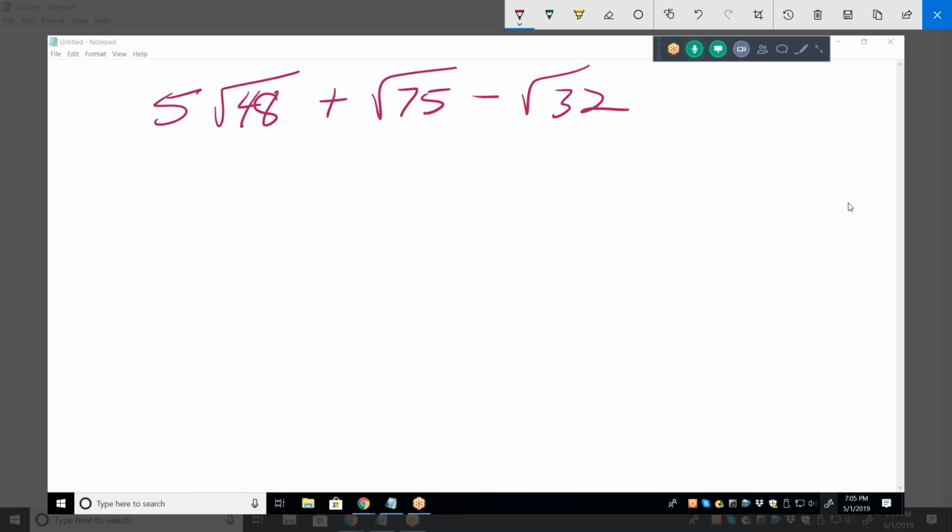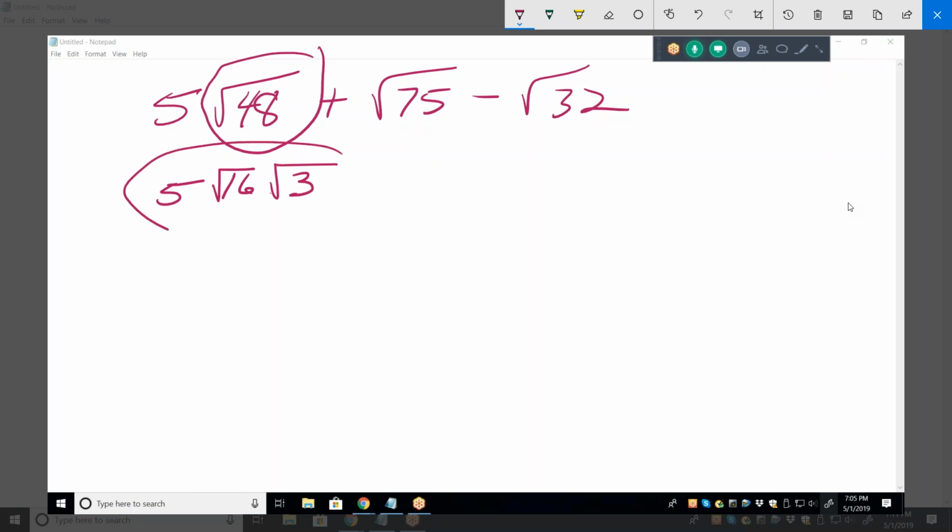So, let's start with that one. Okay. Simplify that. Start by doing the factors. So 16 and 3. Okay. Now simplify that further. 20 root 3. So that's all the further we can simplify that term.